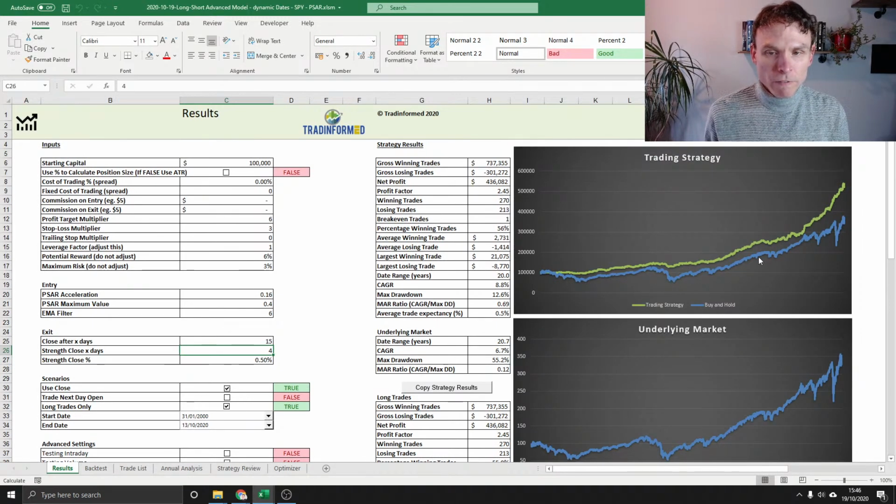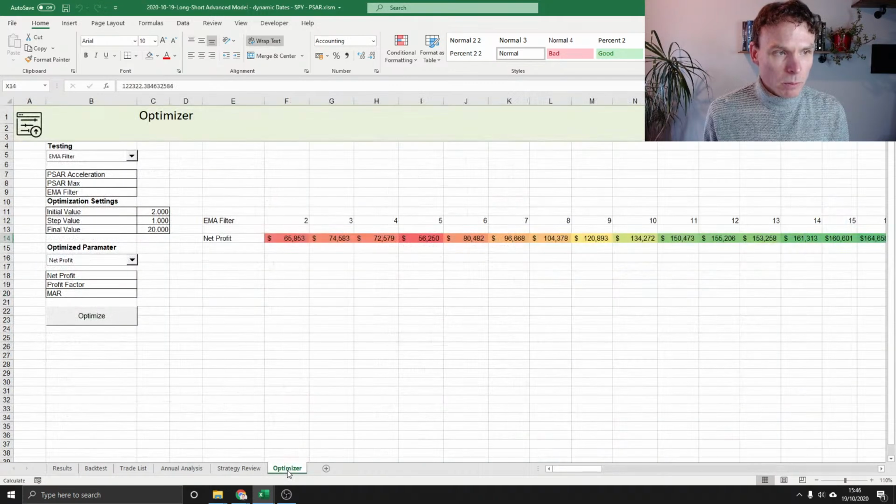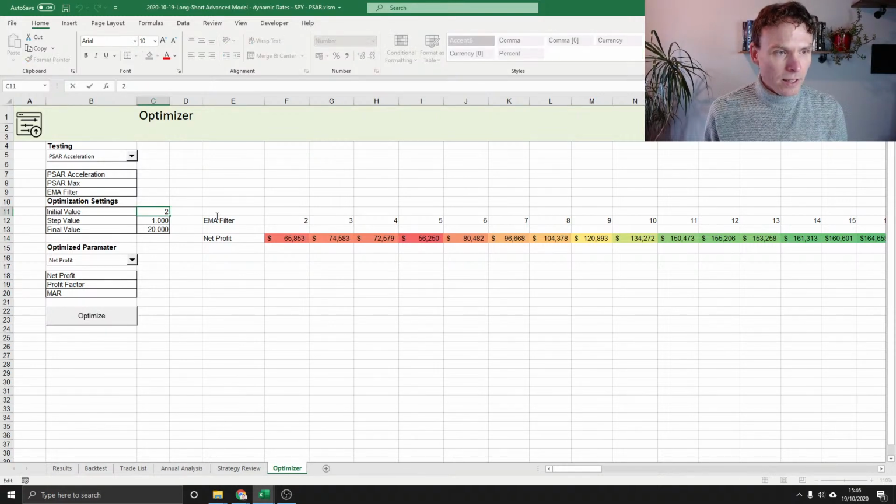So now we have a fair comparison on here showing the SPY and the green of the trading strategy. I have already done a little bit of optimization here, so I'm showing some results that look pretty good on paper. However, let's go back to the optimizer and start off with the PSAR accelerator, because what I've seen so far, I think this is probably the key factor in this type of trading strategy, the acceleration factor.